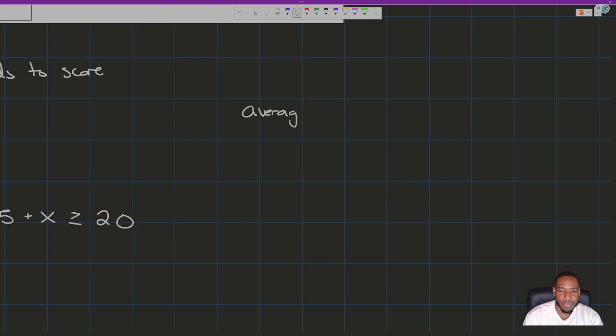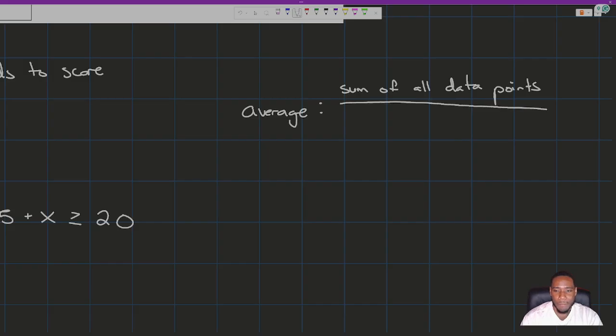When we say average, what we mean is the sum of all the data points we're working with. In this case, the scores from each of his games are the data points. So it's the sum of all of his scores in each game, and we're dividing that by the number of points, or in this case, the number of games. All right? So that's a definition for average.